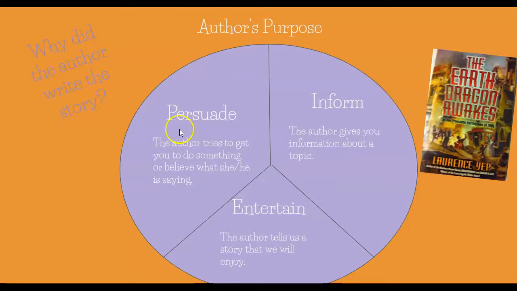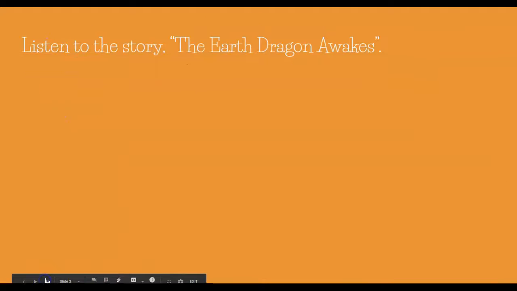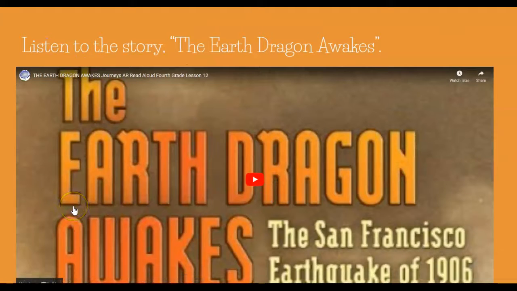We're going to figure out if the author wanted to persuade: the author tries to get you to do something or believe what he or she is saying. Or was the author's purpose to inform us, to give us information about a topic? Or to entertain us: the author tells us a story that we will enjoy. Okay, so we're going to listen to the story, The Earth Dragon Awakes.